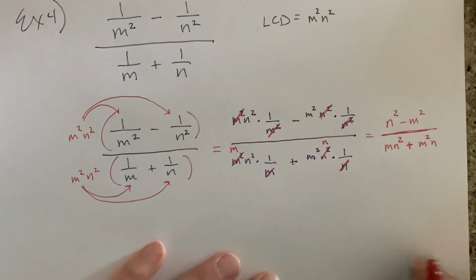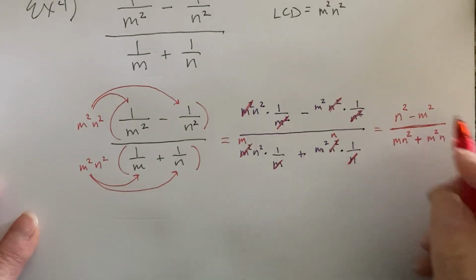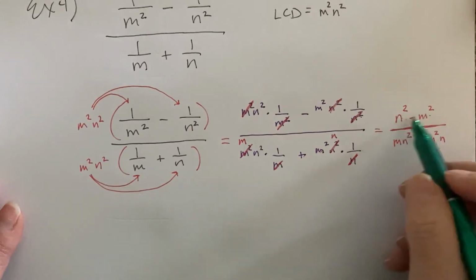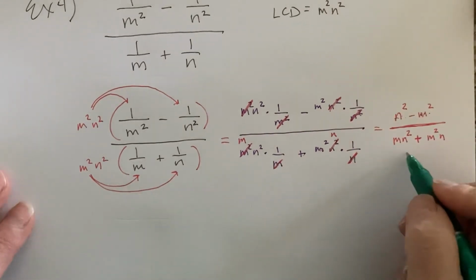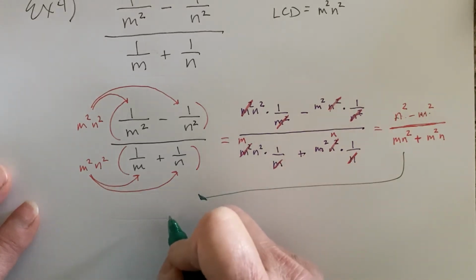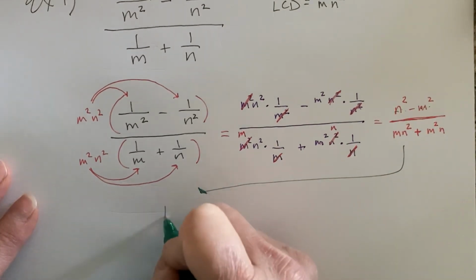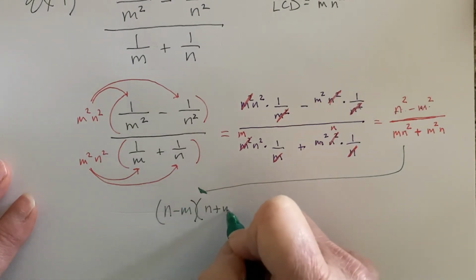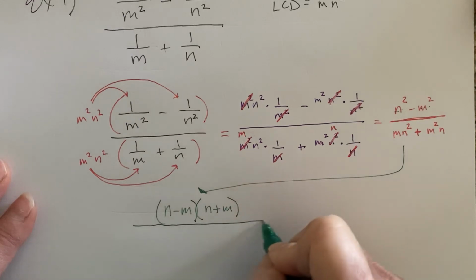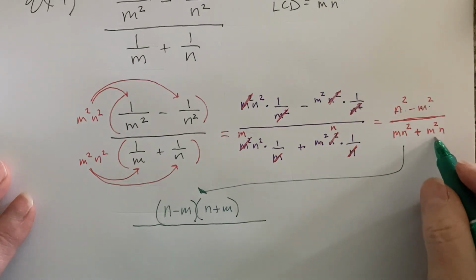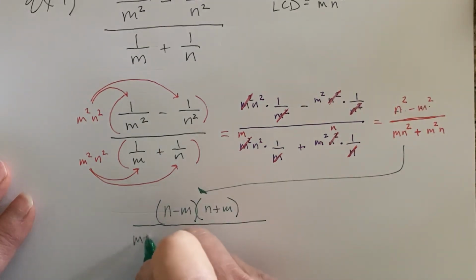Now, let's see if we can simplify that. The numerator is the difference of two squares. So that can factor. n squared minus m squared is n minus m times n plus m. Difference of two squares. The bottom, I have a greatest common factor, mn. So I'm going to take that out.